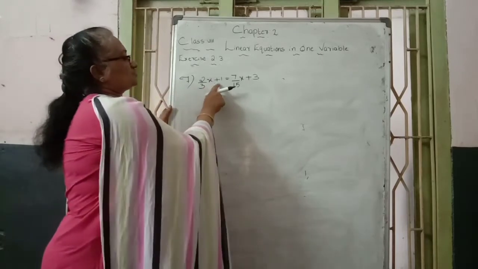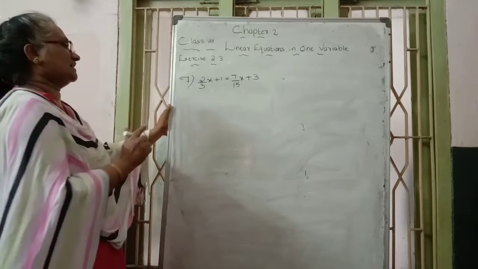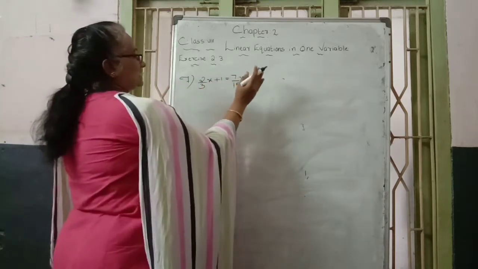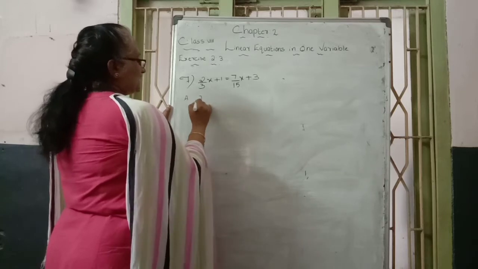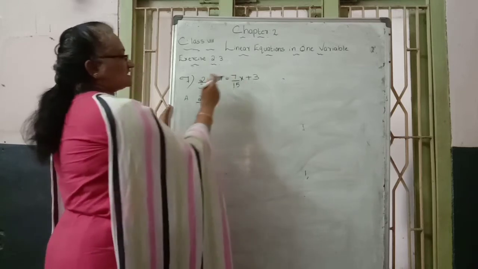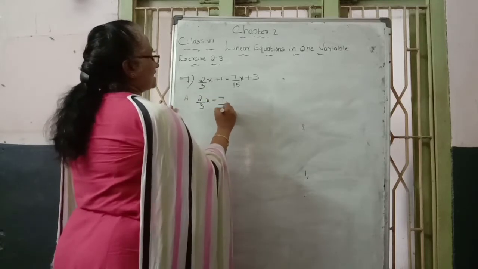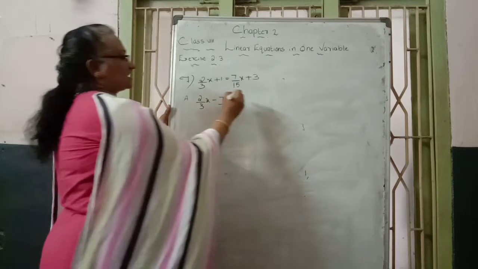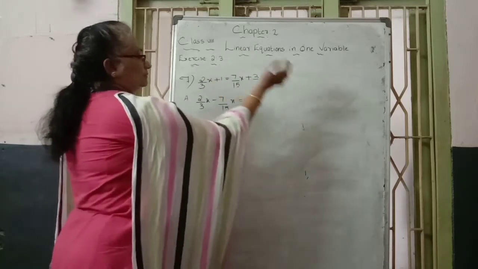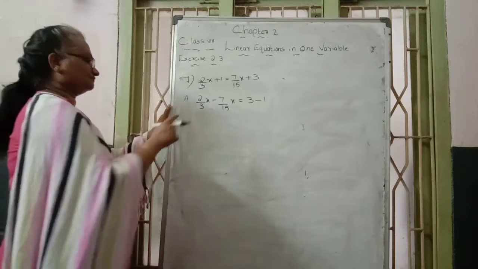2 by 3 x plus 1 equals 7 by 15 x plus 3. How to solve this one? Here, bring like terms to one side. So 7 by 15 x comes to the left side and changes to minus 7 by 15 x, equal to, on the right side, 3; the plus 1 goes to the opposite side and becomes minus 1.